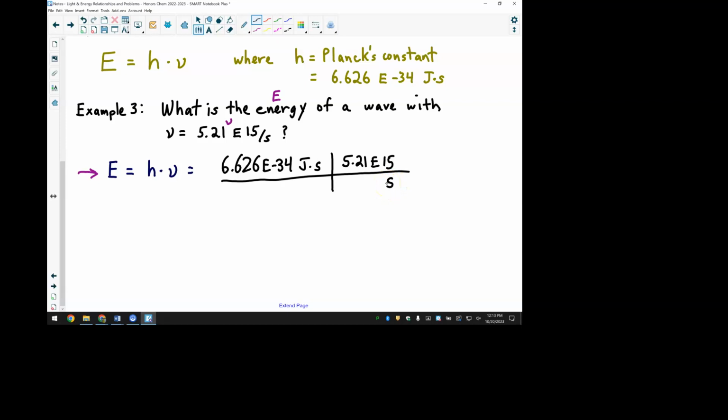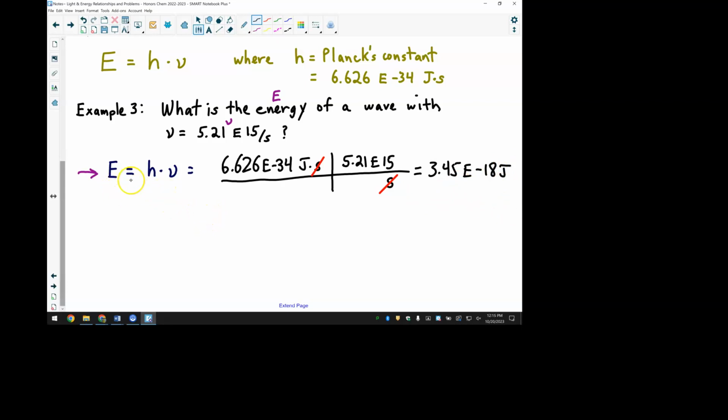Now, if you're calculating energy, aren't you expecting to get joules as your answer? And I know I set this up correctly then because look, seconds cancels. And my answer is going to be in joules. Okay? And when I multiply these together, I get 3.45 times 10 to the negative 18th joules. Now think about that. That is an incredibly small number, right?